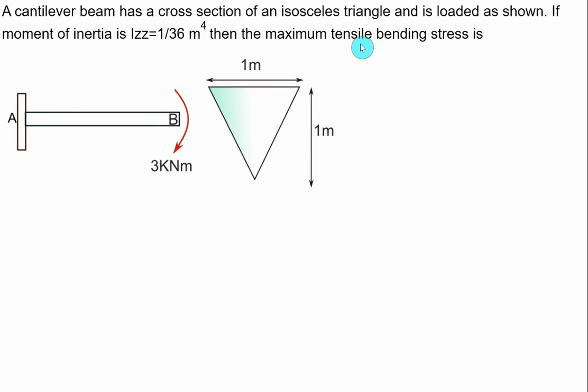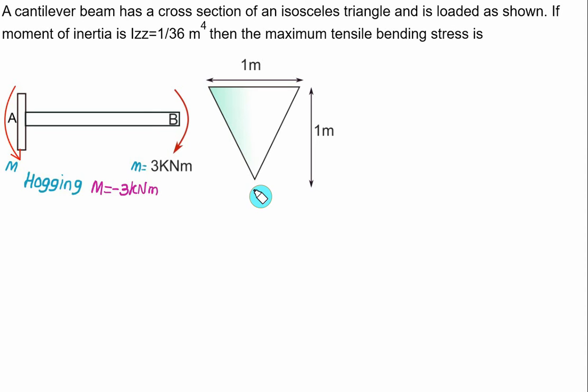It says tensile. It means that we first have to check whether this bending moment is positive or negative. If we have a 3 kilonewton meter clockwise moment at B, the same reaction you will get at A. So this one is the bending moment M. In this case we have a case of hogging, and in case of hogging you have to treat the value of M as negative. So we have the value of M as negative 3 kilonewton meter.